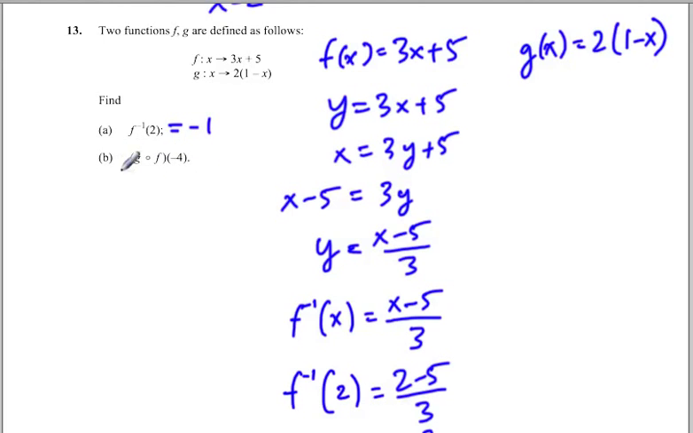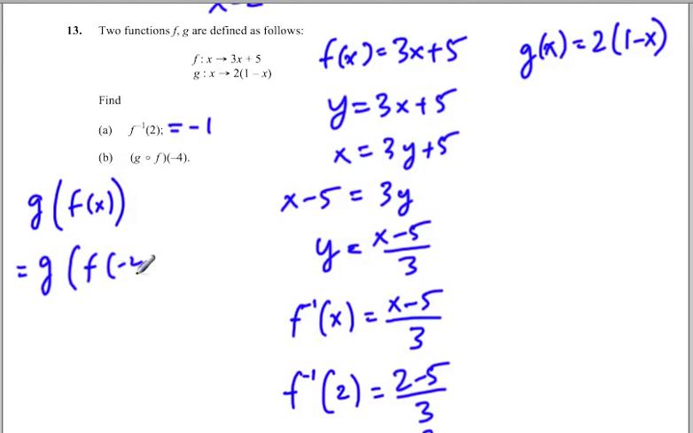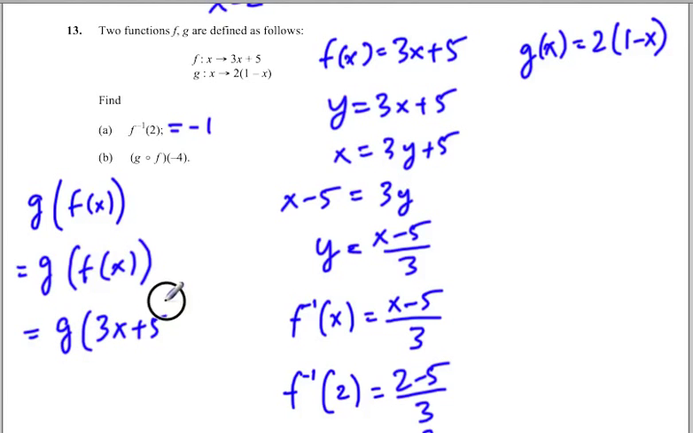Okay, next do this. g of f of negative 4. So in order to find it, first find g of f of x. So g of f of x. Sorry, why am I doing negative 4? We're trying to do x first. So let's do that. So f of x, and f of x we said is 3x plus 5. So it's g of 3x plus 5.